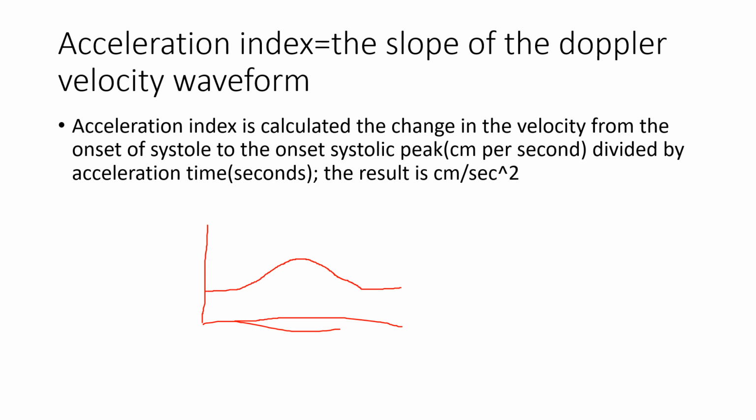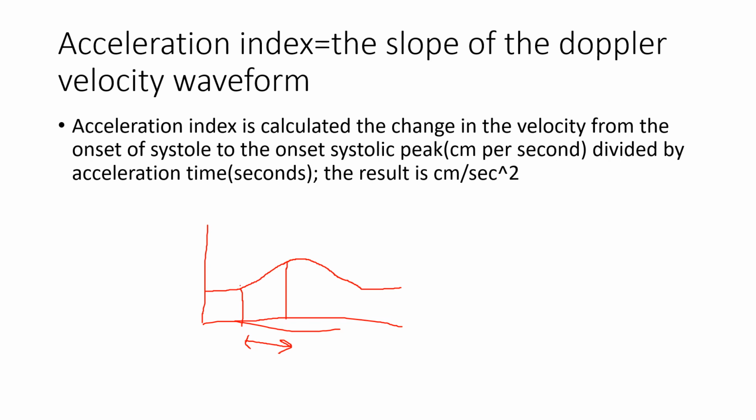The acceleration time is from here, the start of systole, to the peak systole. Okay, so it is a time. Here we have time. The acceleration time is this part, the time that it takes from the start of systole to the peak systole. This is the velocity at the start of systole and the velocity at peak systole.